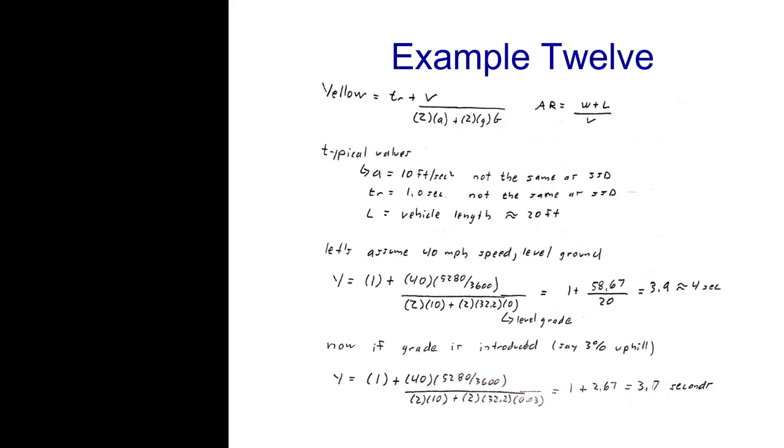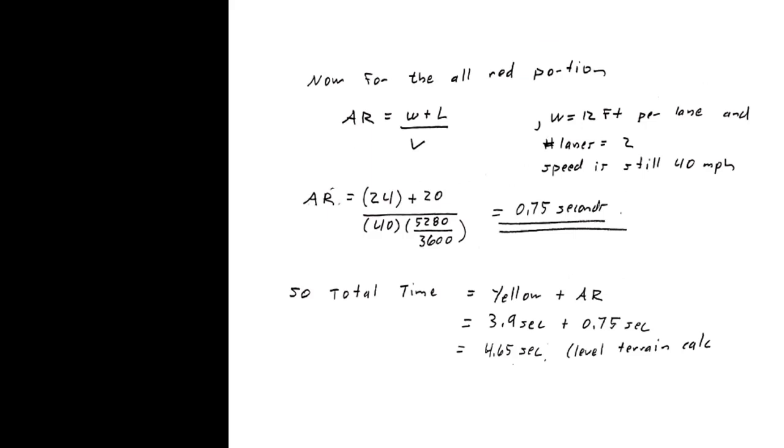The all red time equals your width plus your length over V. As you can see here, the width of your intersection is 24 feet. The length of your vehicle is 20 feet. Velocity there is 40 multiplied by 5280 divided by 3600, which is your feet per second conversion, which is equal to 0.75 seconds. So your total time equals your yellow plus your all red. And this one is for our level terrain calc, which is equal to 4.65 seconds.